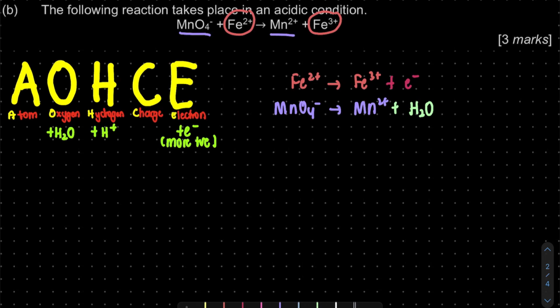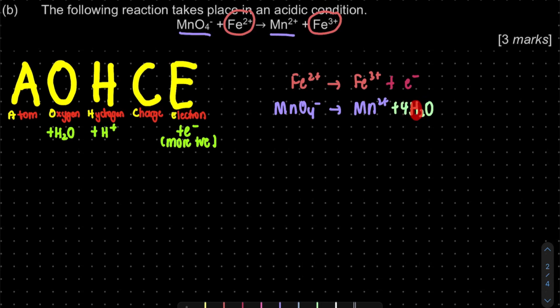For the H2O, the oxygen on the left is 4, and right now we only have 1 oxygen, so I'm going to add 4 H2O. So oxygen is balanced: left-hand side 4, right-hand side 4. Next, we're going to balance hydrogen. Hydrogen now is actually 8.